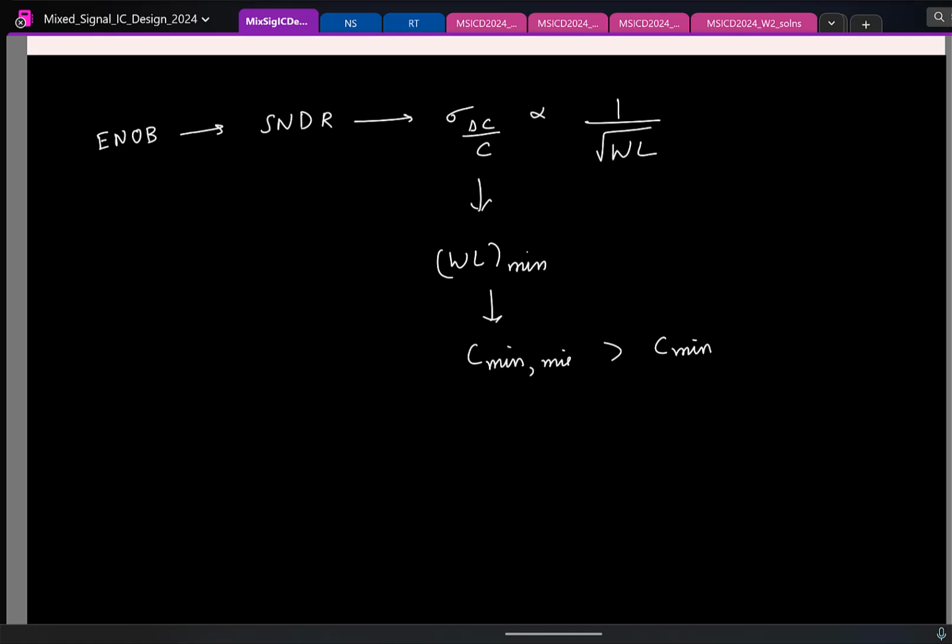So more often than not, you will find that in SAR ADCs, the unit capacitance you use will not be limited by the minimum capacitance you can have on chip. It will be limited by the minimum capacitance you need to use, so that you get some level of mismatch, and that will ensure that you get the required amount of linearity.